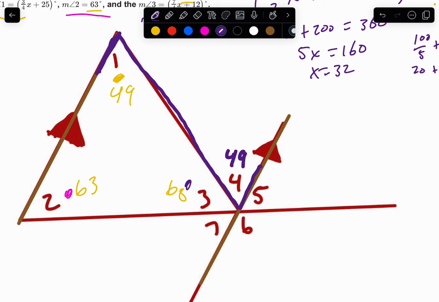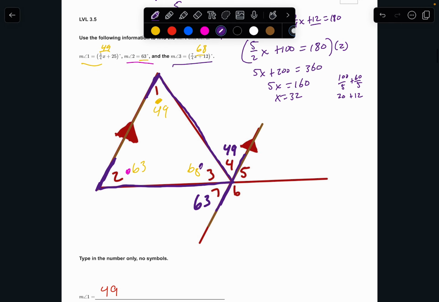I could have also done angle 2. Angle 2 has a brown side. Start on brown and turn. When do I turn? I turn on brown. That's going to be 63. If you make that letter Z, they're going to be alternate interior angles. They're going to be equal.